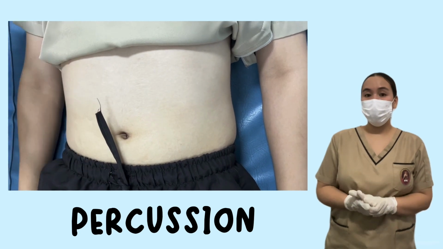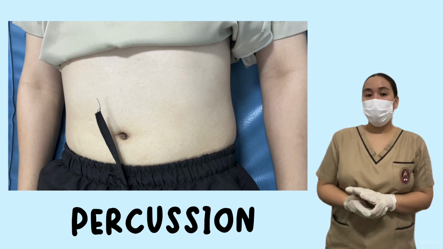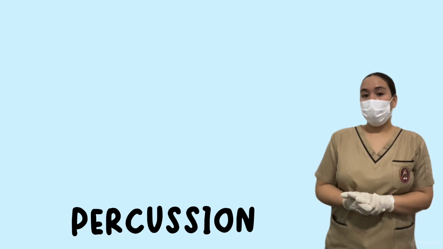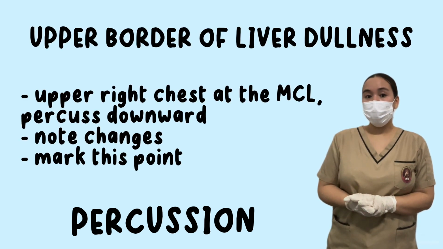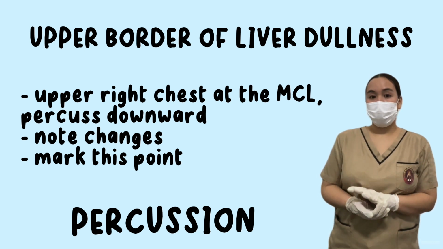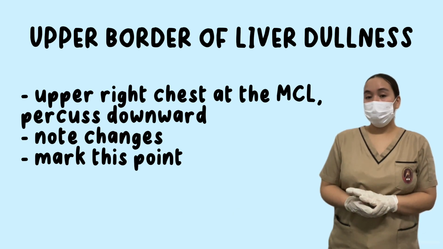To assess the lower border, we want to begin in the right lower quadrant at the midclavicular line and percuss upward. We want to note the change from tympany to dullness and mark this point, which is the lower border of liver dullness. To assess the upper border, we want to percuss over the upper right chest at the midclavicular line and percuss downward, noting the change from lung resonance to liver dullness. We want to also mark this point because it is the upper border of the liver dullness.